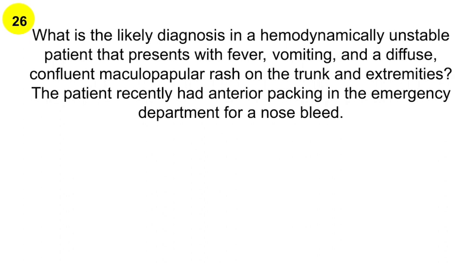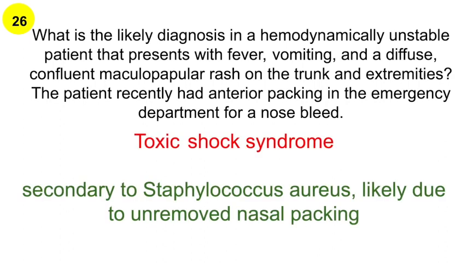Toxic shock syndrome. And the organism most commonly involved is Staph aureus. And patients can develop toxic shock syndrome if they did not remove a tampon, or if they did not remove nasal packing. So you can see cases like this, especially when you're preparing for Step 3, the CCS cases. So think about toxic shock syndrome if a patient presents with these symptoms and signs.